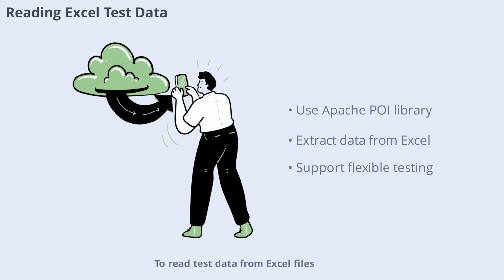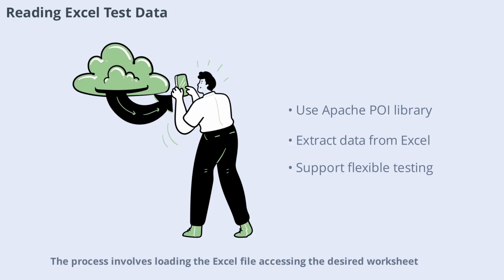Read test data from Excel files. You can use libraries like Apache POI in Java. The process involves loading the Excel file, accessing the desired worksheet, and iterating through rows and cells to extract data. This approach allows you to manage large datasets efficiently and update test scenarios without modifying your scripts. Reading from Excel is common in data-driven frameworks, supporting comprehensive and flexible testing.